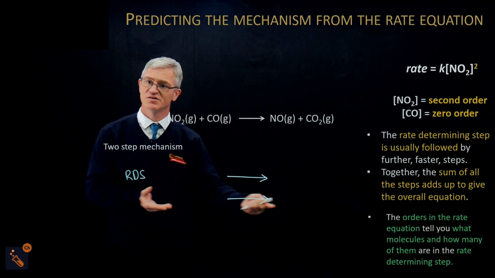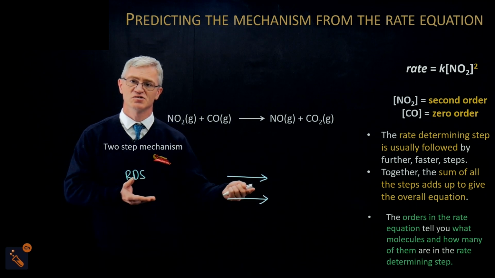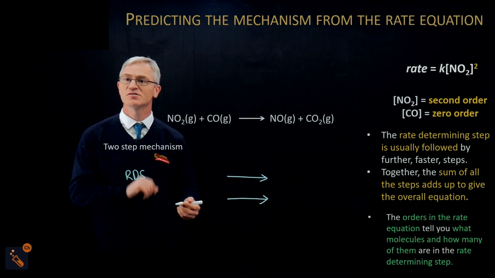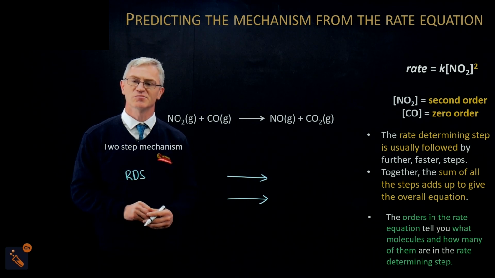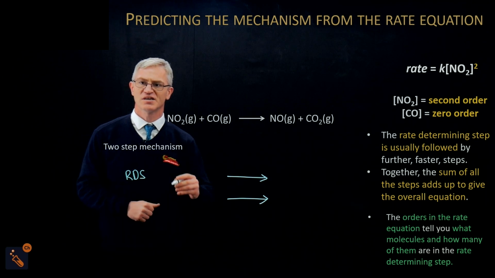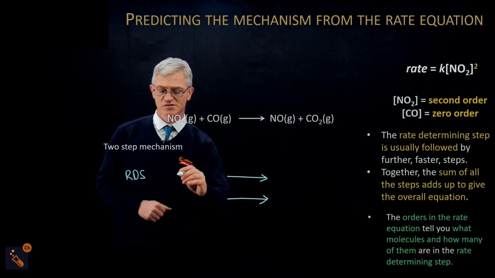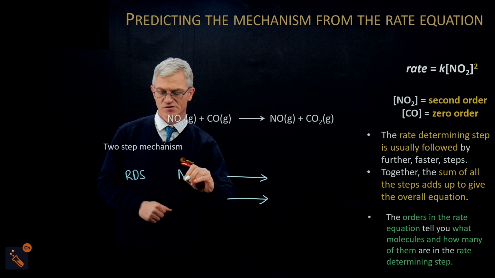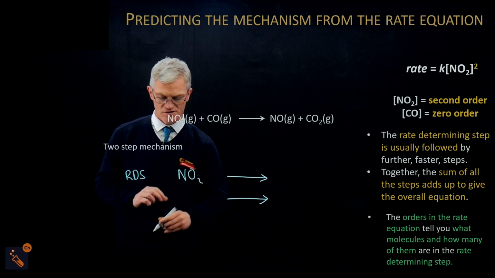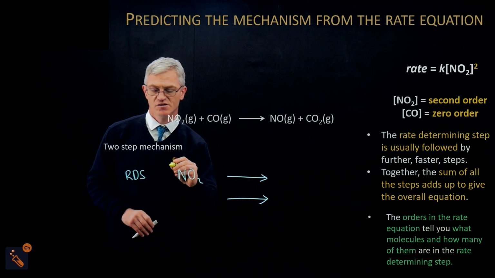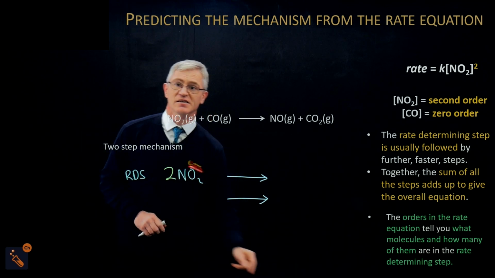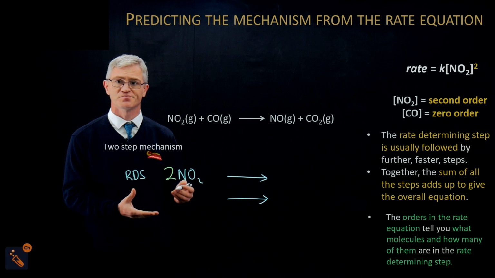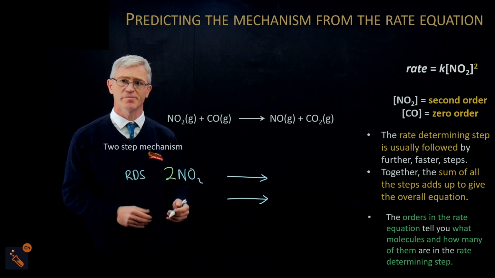Okay, and they normally give you 2 lines for your 2 equations as well. The most difficult ones include more than that, but for this video, we're just going to talk through the 2 steps to start off with. Now, if that's the case, we know from that rate equation that there is NO2, and there are 2 molecules of that in our rate determining step, and the rate equation.